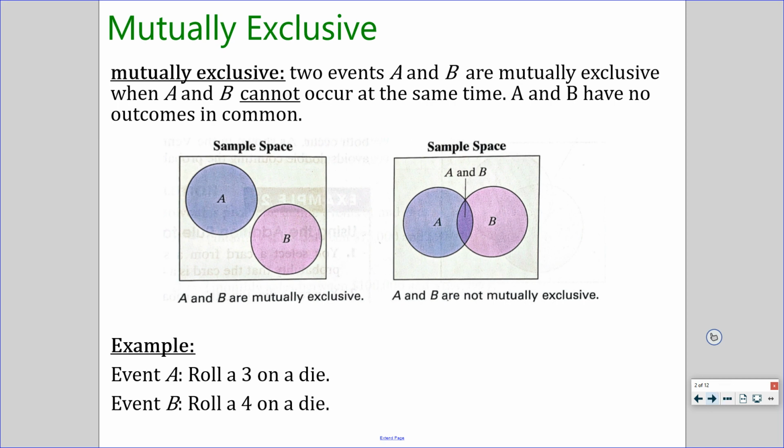So that's going to factor in how we calculate these probabilities, whether they're mutually exclusive or not. There's nothing you really need to write down for that. Maybe just write: these cannot occur at the same time, these are mutually exclusive.